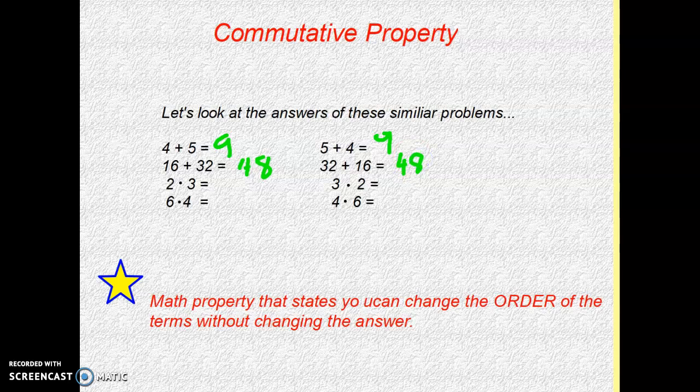48. If I'm looking at multiplying, these bottom ones here are multiplying. 2 times 3 is 6. And if I switch it to 3 times 2, you still get 6. 6 times 4 is 24. Switch the order, 4 times 6, we get 24. So again, commutative property is just a fancy way of saying it allows you to change the order of terms without changing the answer. Notice we're only dealing with multiplying and addition. The associative property and the commutative property only apply to addition and multiplication.